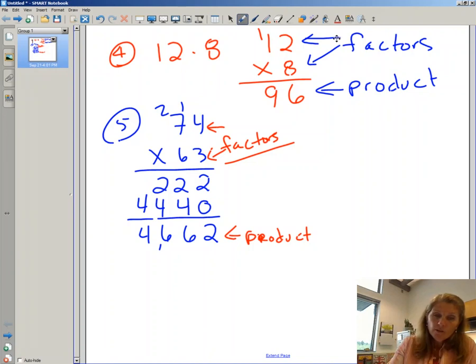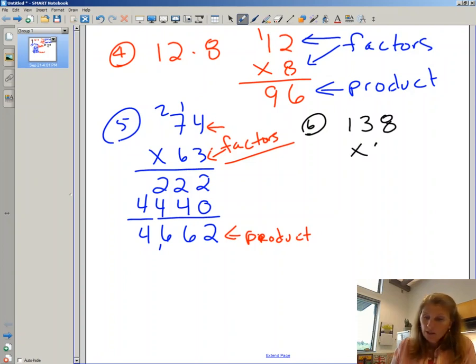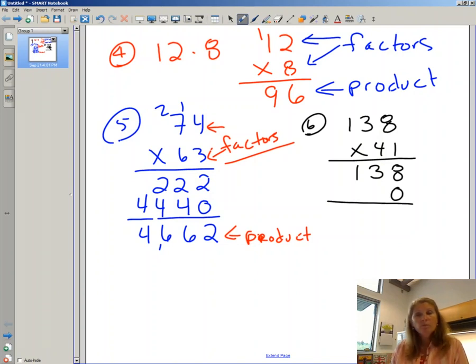Okay, we have number 6, looks something like 138 times 41. I'm going to again multiply by the 1 first. 1 times 8, 1 times 3, and 1 times 1. Because I'm multiplying by a 10, 4 is a 10, so I'm going to put a 0 to scoot that over. Some people might have learned just to leave a blank. That's okay, but sometimes when you leave a blank, you don't get things lined up nicely. So I always put the 0 to keep things lined up. 8 times 4 is 32.